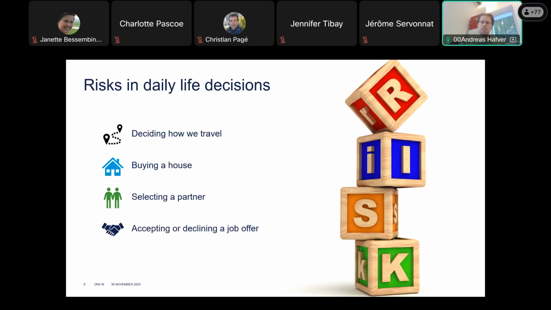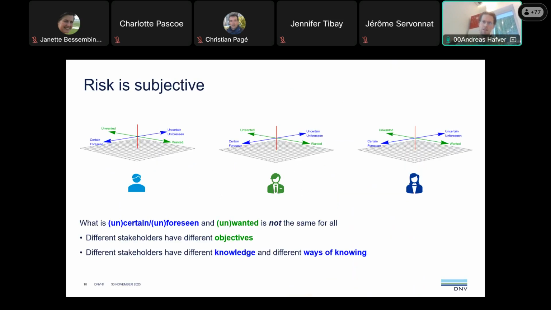In everyday life, we face a lot of such decisions. You have, for example, to decide how to travel. Should I take a bus? Should I fly? Should I take the train? Buying a house, like I just mentioned, selecting a partner, accepting or declining a job offer. In all of these situations, you have some consequences that you want, some consequences you want to avoid. Some of them are certain or foreseeable. Some of them are uncertain or unforeseeable. And you are navigating this space and weighing things up against each other. But the feeling of risk is different for different people, because people have different objectives, like what they prefer and what they want and what they want to avoid is different. But also they have different knowledge and different ways of knowing.